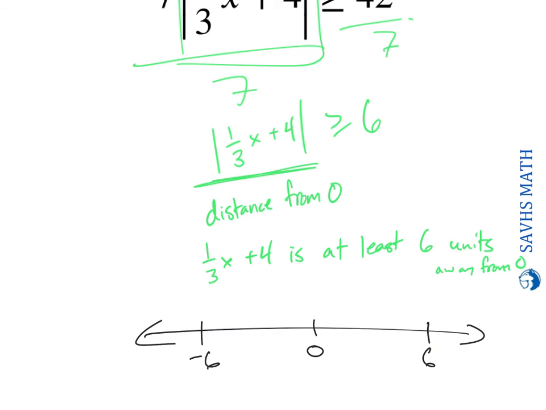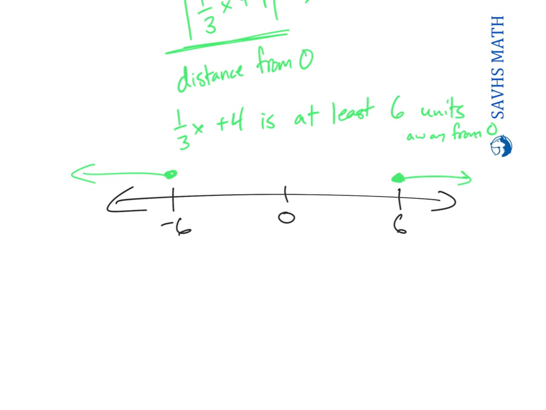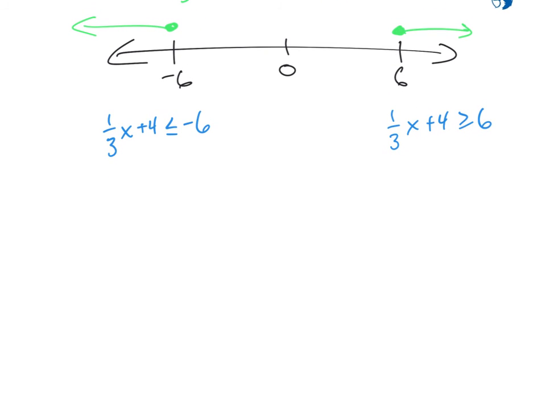This inequality says my answer 1/3 x plus 4 has to give me this inequality. So what that says is, this one says 1/3 x plus 4 is less than or equal to -6. And this one over here says 1/3 x plus 4 is at least 6. So then from there, I can solve for x in these inequalities and get x by itself. And then from there, I can kind of come up with my answer.